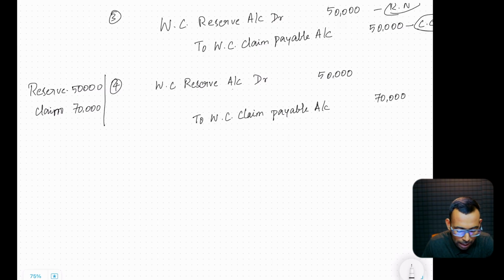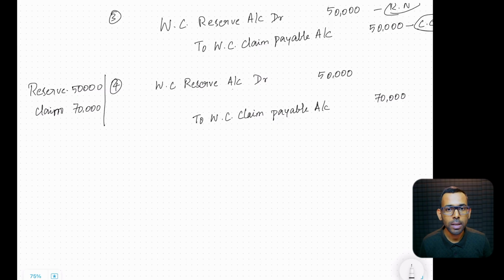Now I anticipated a loss of 50,000 and I created a loss of 50,000 in the name of reserve. I anticipated loss in advance, and to cushion that loss I created a savings of 50,000. But how much actually did I end up having as a claim amount? I ended up having a claim amount of 70,000. So beyond my expectation, how much extra loss did I suffer? The extra loss I suffered is rupees 20,000.